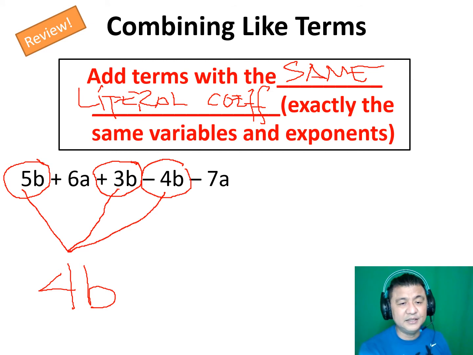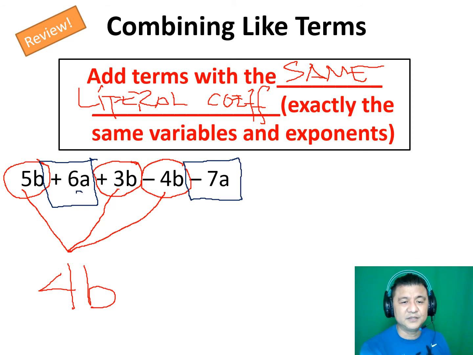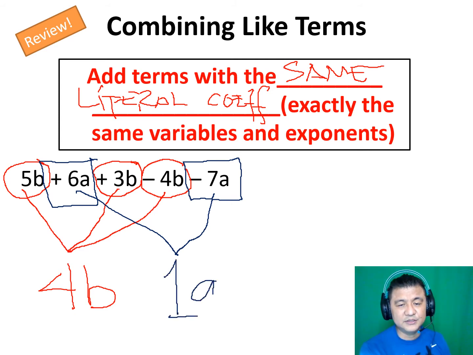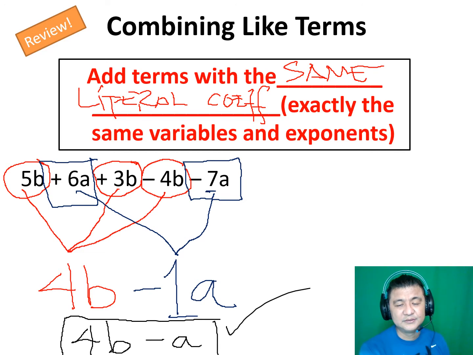Next, how about the a's? The 6a, take note, look at the signs. That's a negative 7a. Add the positive and a negative. You subtract them, you get a 1, a, of course, and the sign of the greater absolute value is the 7. So the negative, or I write it as a minus, okay? But in math, usually you don't need to write the numerical coefficient of 1. You could just say 4b minus a, all right? So that's it.